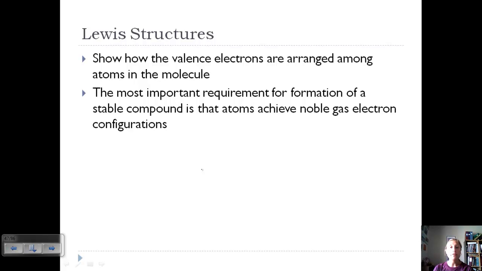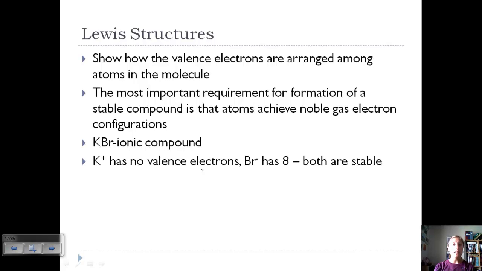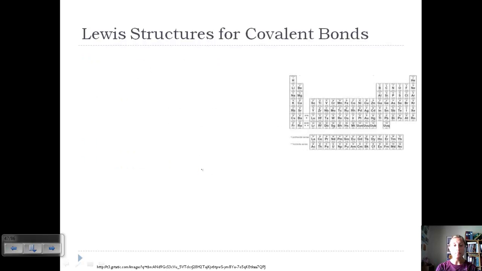The most important requirement for formation of a stable compound is that atoms achieve noble gas electron configuration. We talked about this before, where elements will either share or steal electrons in order to achieve that noble gas electron configuration. If we look at, for example, the compound potassium bromide, the potassium ion, K+, has no valence electrons and has donated its one valence electron, and the bromine ion is a negatively charged ion, and it has 8 valence electrons because it took the one from potassium. Now they are both stable, and so they will form a compound.